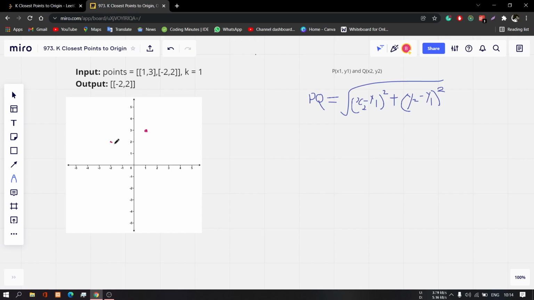We have to basically find out the distance of all the points from the origin. Sorry for my drawing. This is this and this. We have to find this distance and this distance for these two points from the origin.